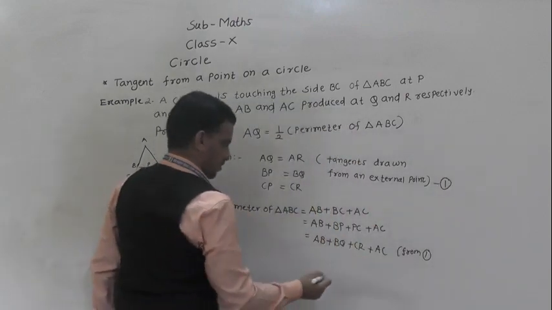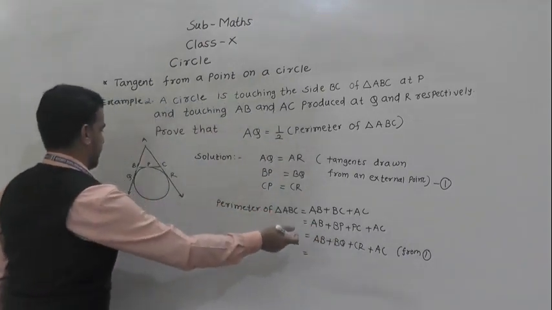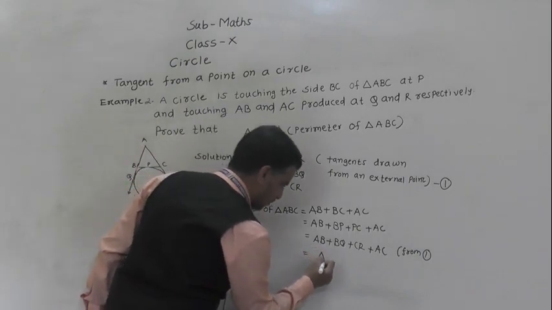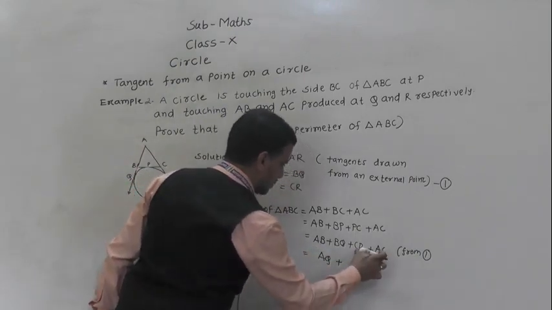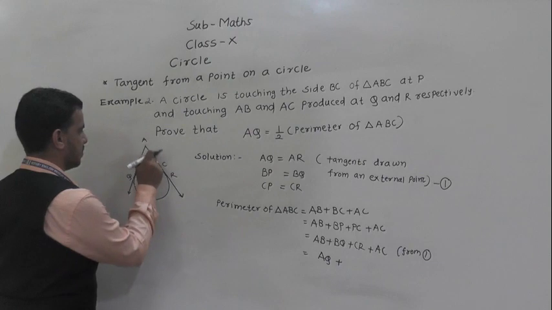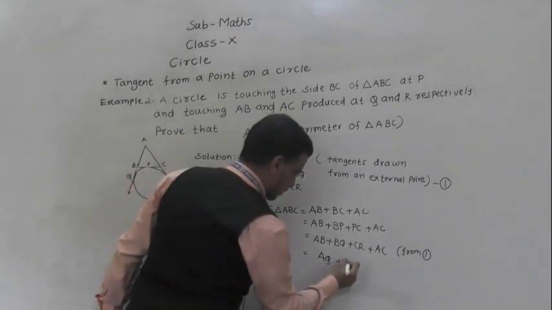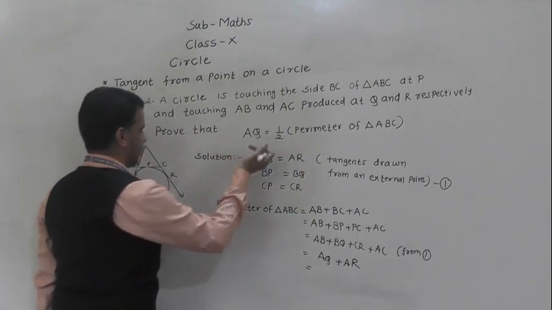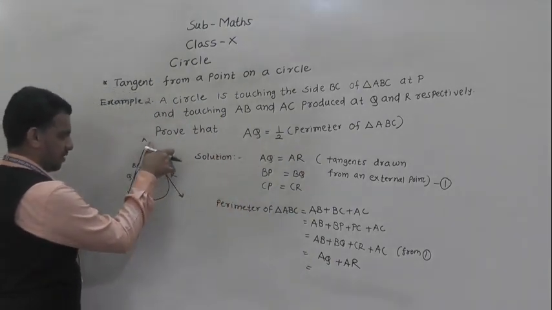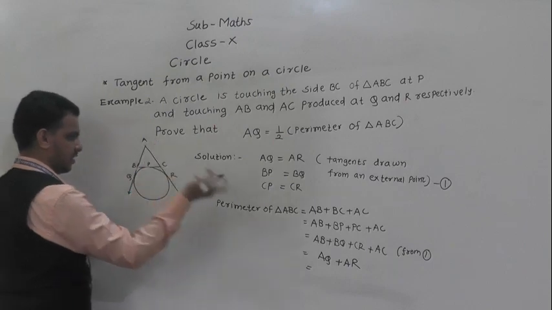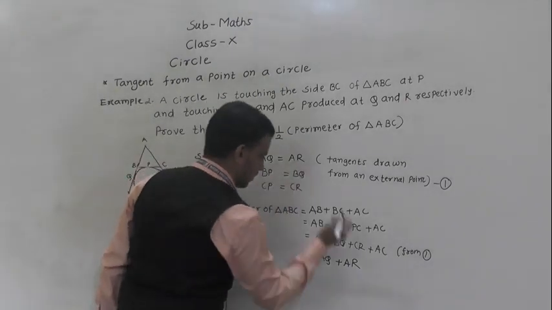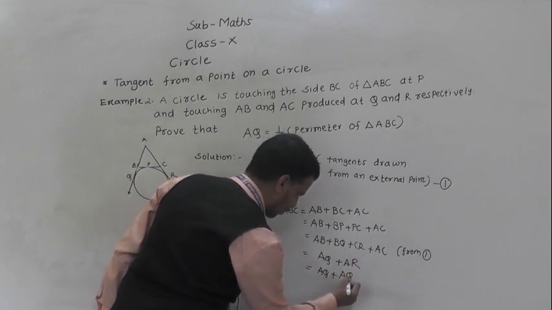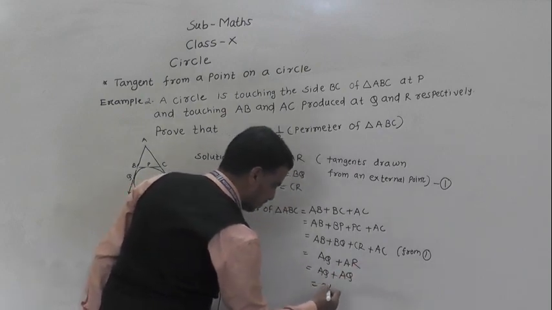If we take AB plus BQ, that is AQ, plus CR plus AC, that is AR. So AQ plus AR. Now AQ and AR are equal, so instead of AR we can write AQ. So AQ plus AQ, that is 2AQ.